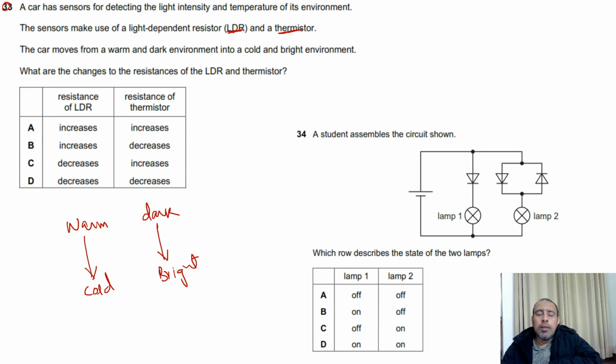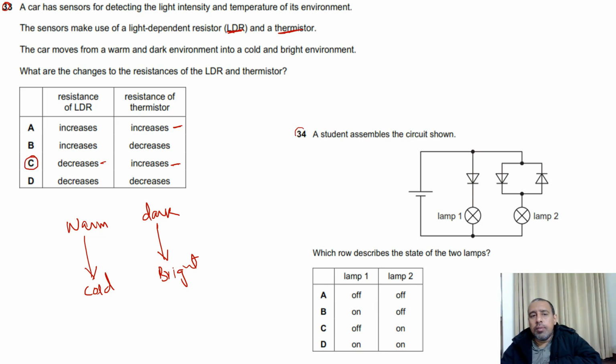Right. So for the thermistor, you know that when its temperature increases, the resistance decreases. But here the temperature decreases, that's why the resistance should increase. And for LDR, it's from dark to bright, meaning more light shines. When more light shines on it, its resistance decreases. That's why option C is the correct answer.